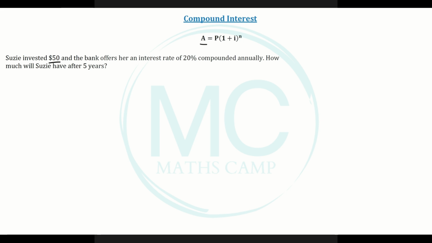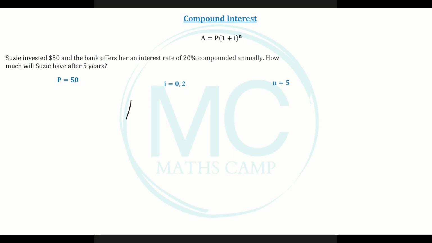Susie invested $50, which is her principal amount, so P is equal to 50. The bank offers her an interest rate of 20%, so to find i, we say 20 over 100, and we get 0,2. Susie invested for 5 years. That's the duration, so n is equal to 5. Now that we have these values, we can put them into the formula.